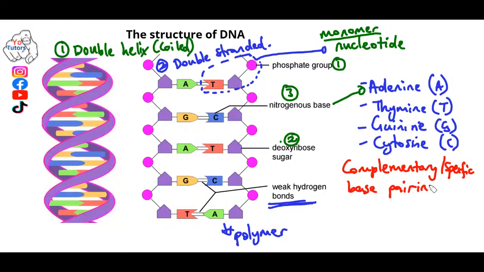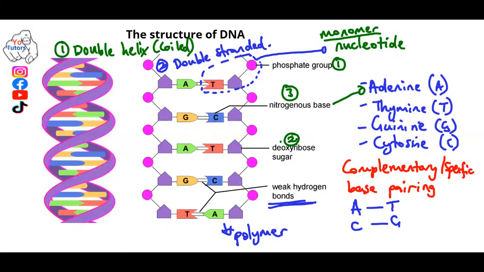What do we mean by that? We are saying specific base pairing. What am I writing now? Specific base pairing. So specific base pairing, we are saying A can only pair with T, and C can only pair with G. Okay, so adenine can only pair with thymine, and cytosine can only pair with guanine. Okay, that's what you must remember on the structure of DNA.